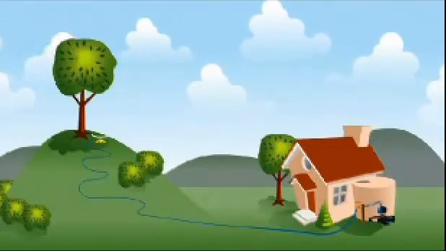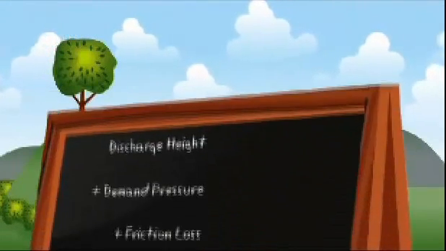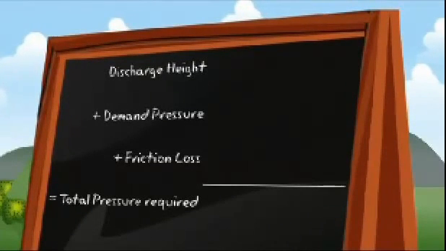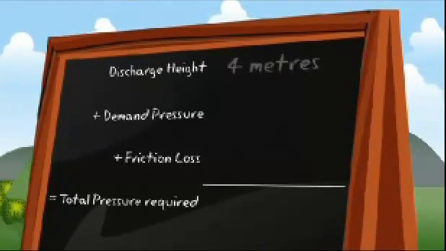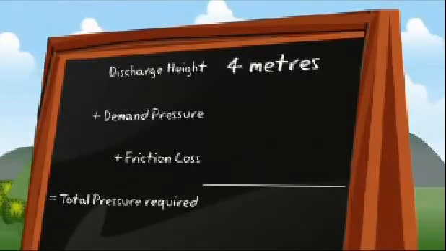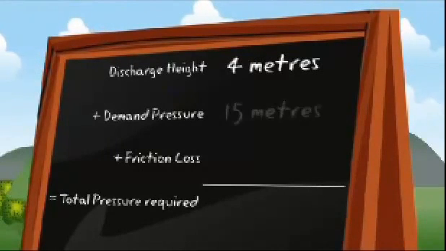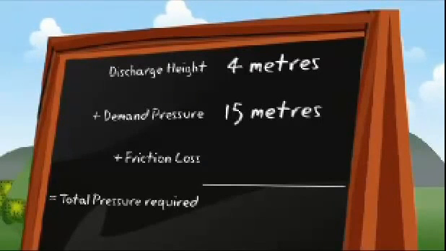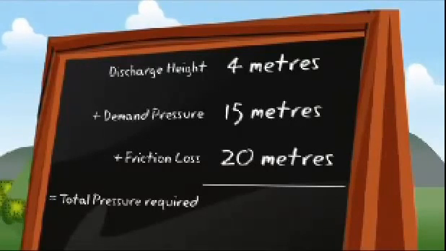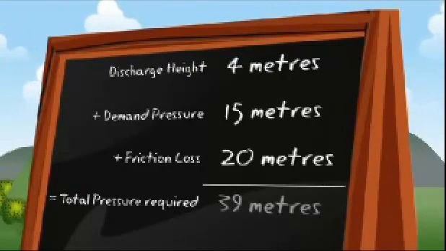The next step is to calculate the total head or pressure the pump will need to accommodate. We know that the discharge point is 4 meters above the pump, and the demand pressure of the sprinkler is 15 meters or 150 kPa. We have just calculated that the friction loss will be 20 meters. Add these three amounts together and we have the total amount of head or pressure required, in this case 39 meters. Now we go back and take a look at the pump curve.